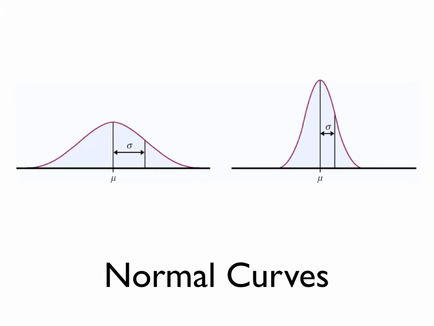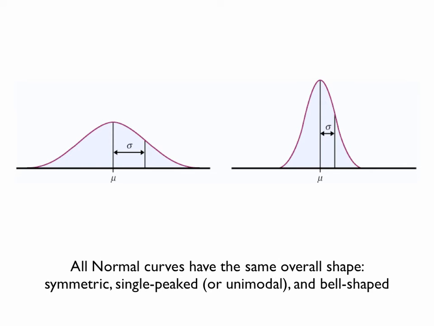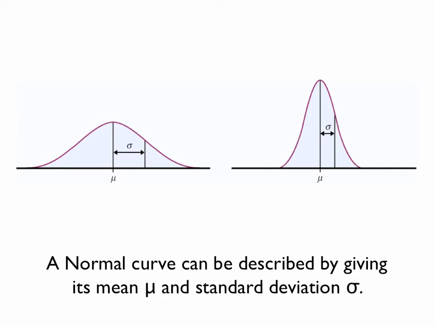So every normal curve follows the same kind of overall pattern. Right? They're always symmetric, single-peaked, unimodal, and bell-shaped. The difference, though, is normal curves are defined by their mean and standard deviation. The curve on the left has a longer standard deviation than the curve on the right.